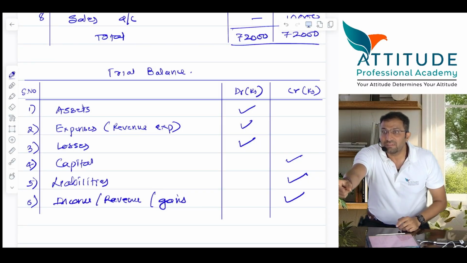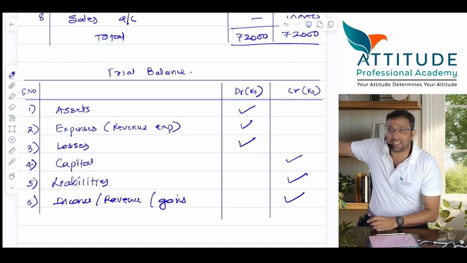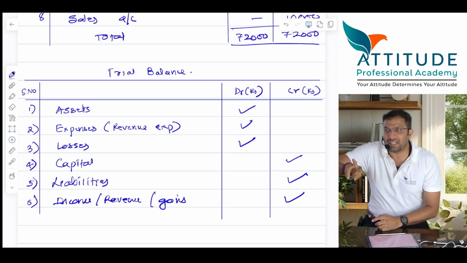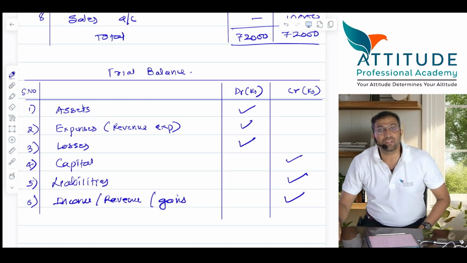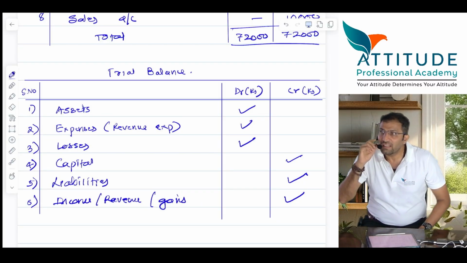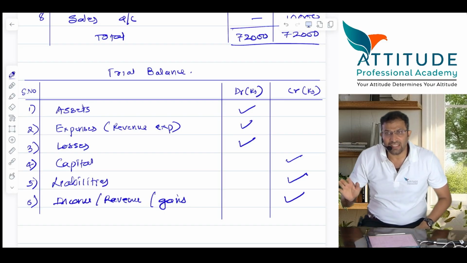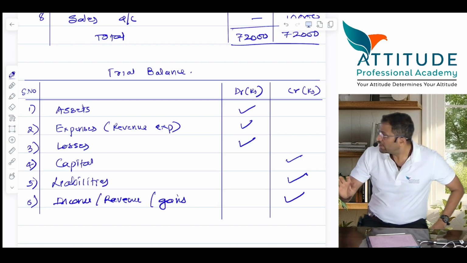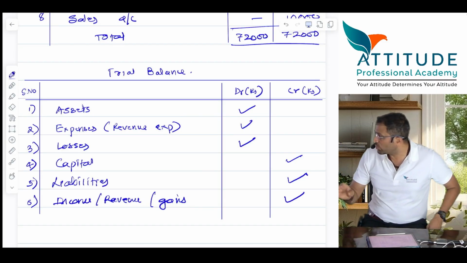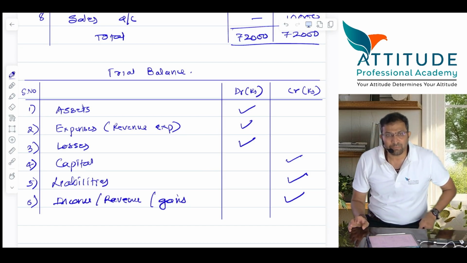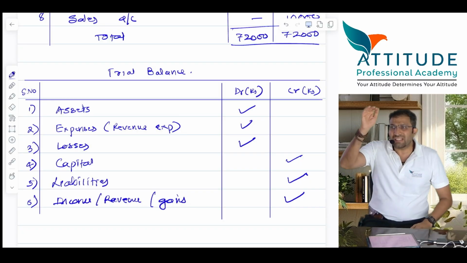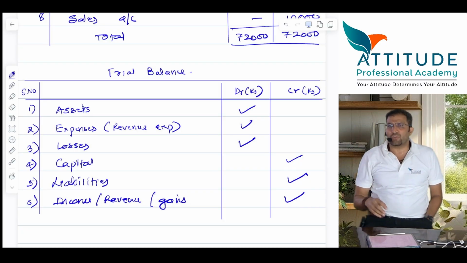Purchases is an expense. Purchase is an expense. It will show a debit balance. What about purchase return? It will show a credit balance. Are you understood? Clear? Any difficulty? Okay. Now you know what are assets. You know what are expenses. You know what are losses. You know what is capital. You know what is liability. You know what is income and expenses. Is that clear? So trial balance preparation is very simple because you already know what are the items and where they come.